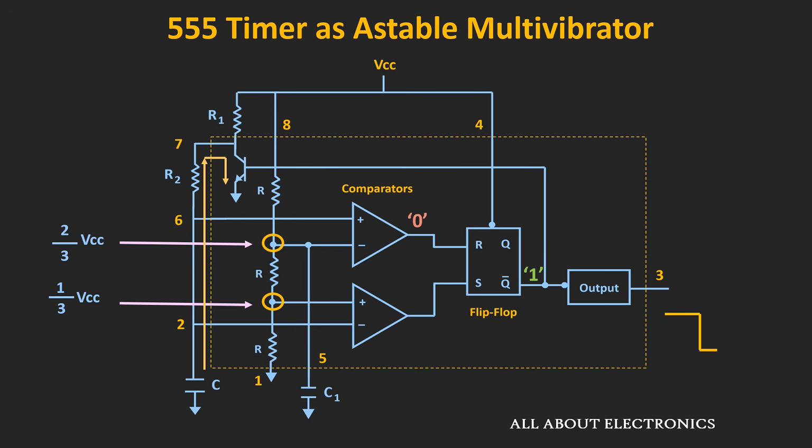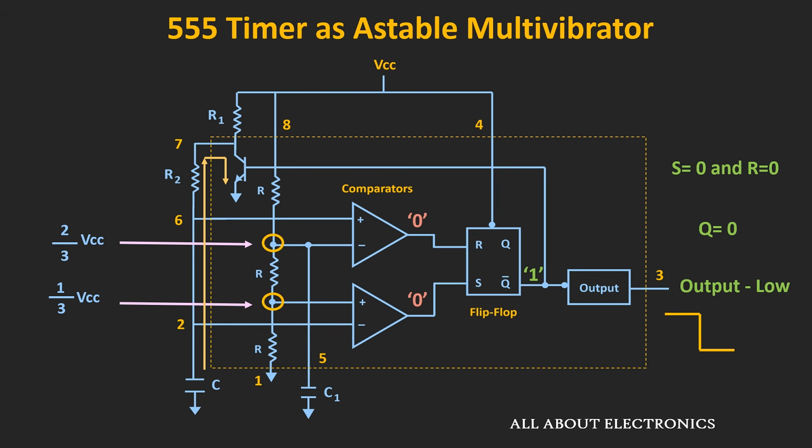And if you see the second comparator, then the output of the second comparator will also be equal to 0 because the voltage at this pin number 2 is less than the reference voltage. So in this condition, both S and R are equal to 0 and the flip-flop will retain its previous state. That means Q will be equal to logic 0 value and hence the output of the 555 timer will also remain at the logic 0 value.